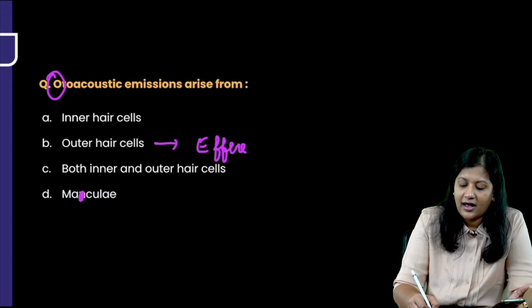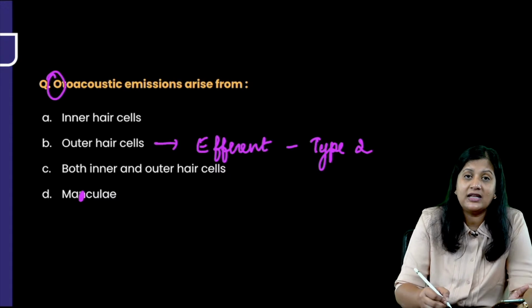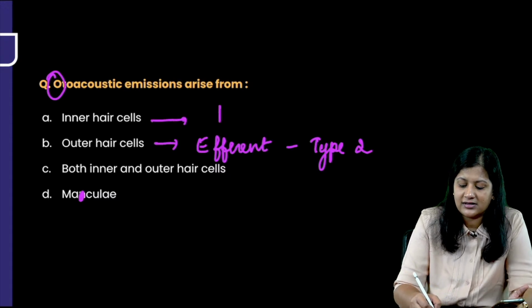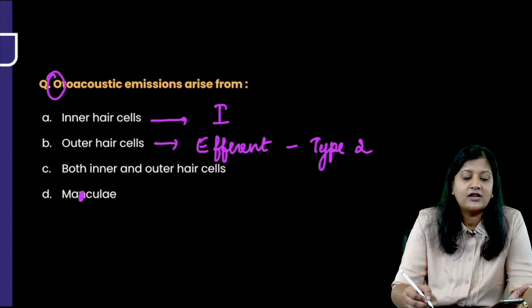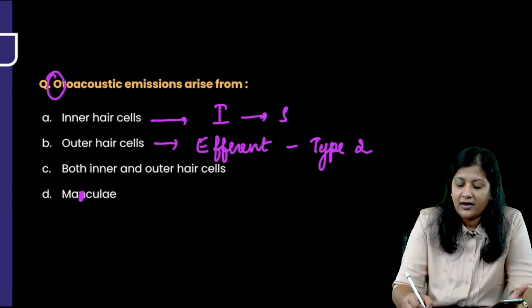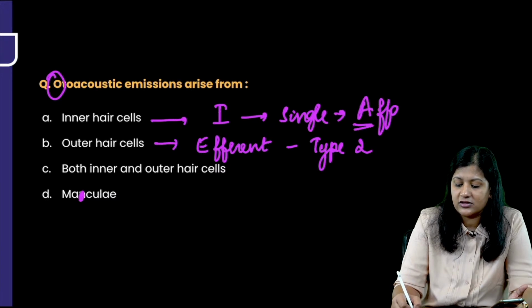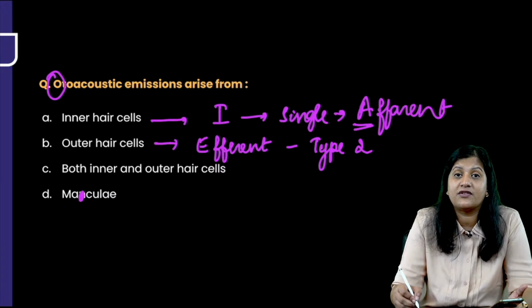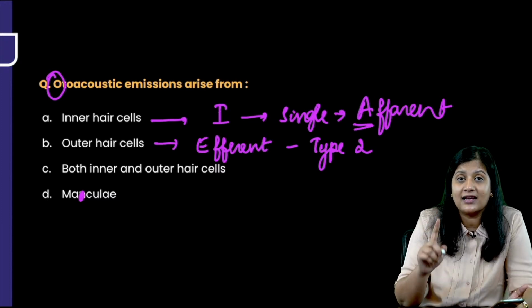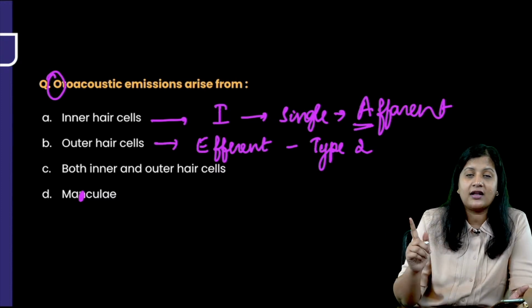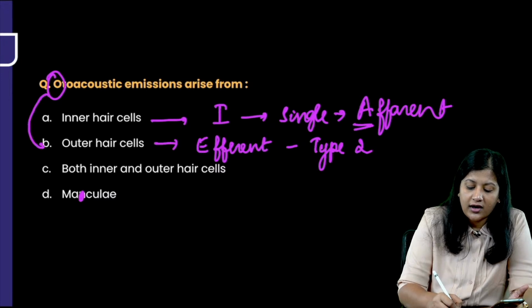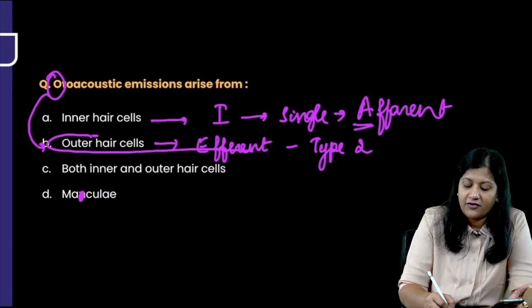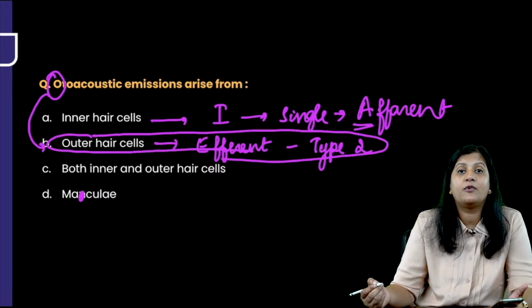efferent. They are nothing but your type 2 hair cells. Now, if you see the alphabet I or inner hair cells, does it resemble Roman digit 1? So, they are single hair cells, they are inner hair cells, and what is the first alphabet in your English? A, right? So, they are afferent hair cells. So, this is how you can remember. A is the first digit. So, they are inner hair cells, single hair cells, afferent, whereas efferent is your outer hair cells. So, otoacoustic emission comes from the efferent or the outer or the type 2 hair cells.